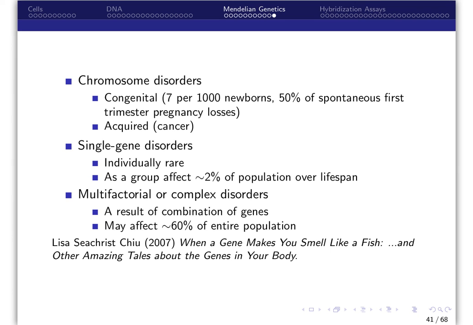Again, if you are interested in genetic disorders, this book, When a Gene Makes You Smell Like a Fish, is quite interesting.